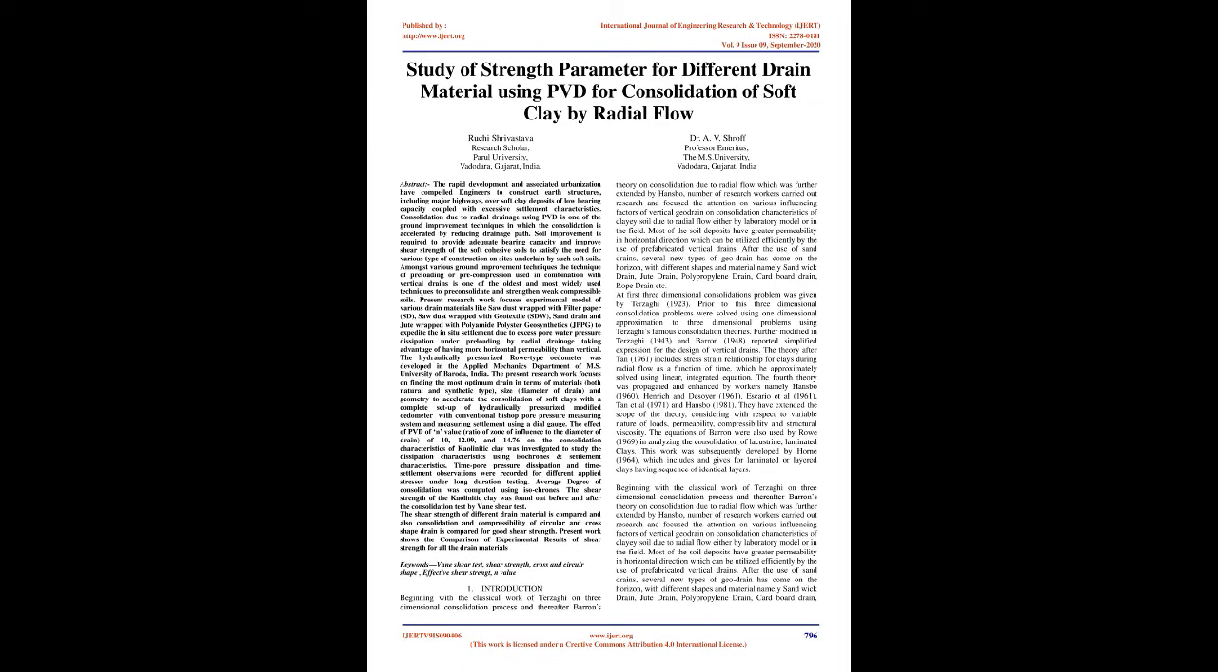Present research work focuses on an experimental model of various drain materials like sawdust wrapped with filter paper, SD, sawdust wrapped with geotextile, SDW, sand drain, and jute wrapped with polyamide polyester geosynthetics, JPPG, to expedite the in-situ settlement due to excess pore water pressure dissipation under preloading by radial drainage, taking advantage of having more horizontal permeability than vertical.